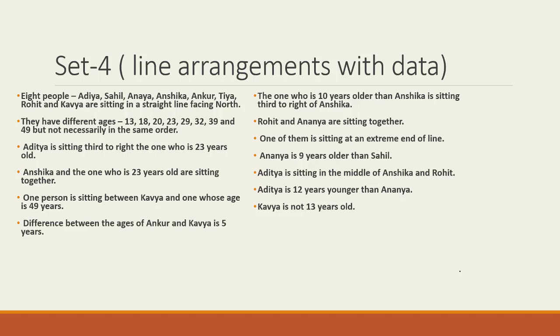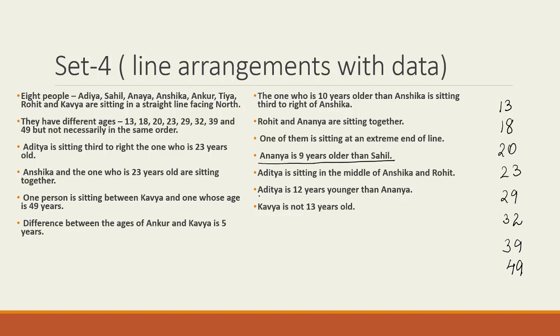So now the ages here are, let me write it here because there is some data which we can derive on the basis of ages. Now when I read this line, Ananya is 9 years older than Sahil. So the difference of 9 years is between two sets. It's between 20 and 29 and 23 and 32.